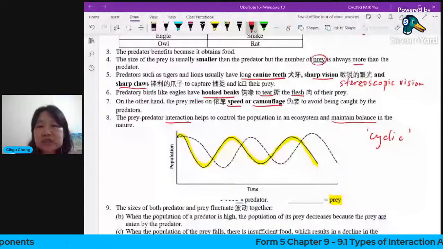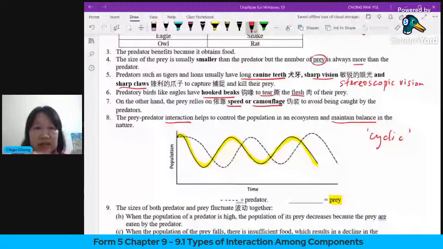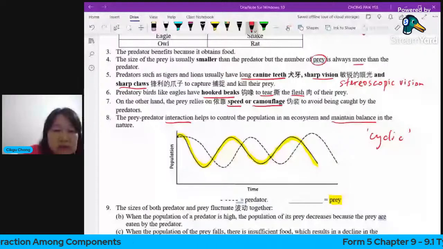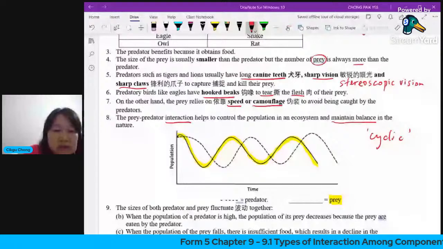This is intraspecific and interspecific. Look at the word carefully. You see the "intra", and the other one is called "inter". What's the difference? Intra means among themselves.